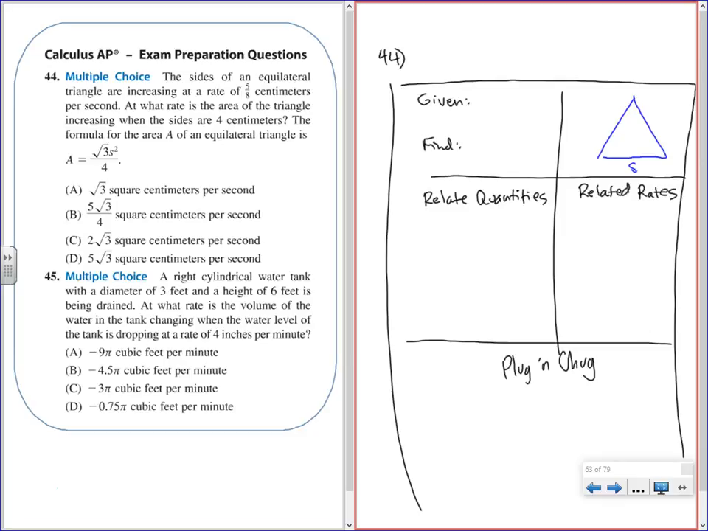Okay, so you guys are trying to fill in. Let me just read the paragraph. Let's see if you're able to pick out anything. The sides of an equilateral triangle are increasing at a rate, that's important, of 5/8 centimeters per second. At what rate is the area of the triangle increasing when the sides are 4 centimeters? By the way, the formula for the area of an equilateral triangle is A equals square root of 3 s squared all over 4.